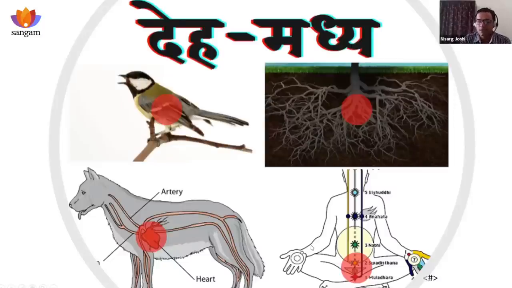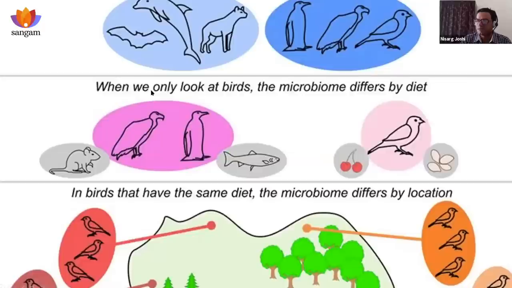So our sadhana, even our spiritual sadhana, starts with the Muladhar chakra. So our focus should be on the gut. There are healthy gut, skin microbes, eye microbes, all those microbes. But if we take care of the gut, which is an energy center for us, we'll be able to take care of all other microbial communities in our body. There was a research which says that when we look at birds, the microbes differ by their diet. But in birds that have the same diet, the microbes differ by their location. So where we have taken birth, where we are living right now, that place is also important for us.